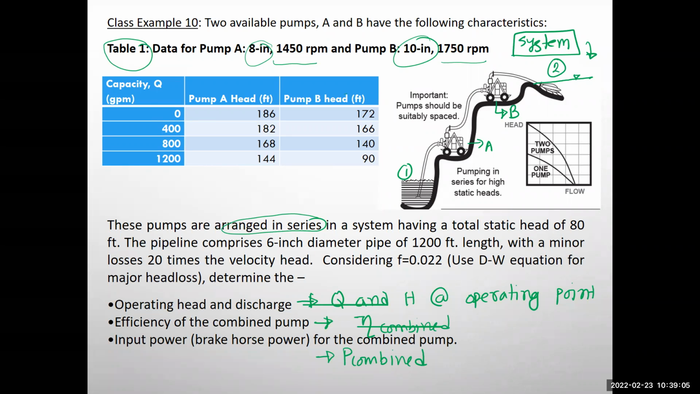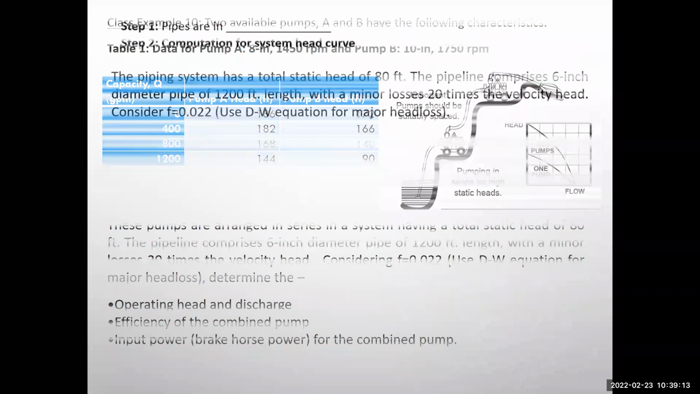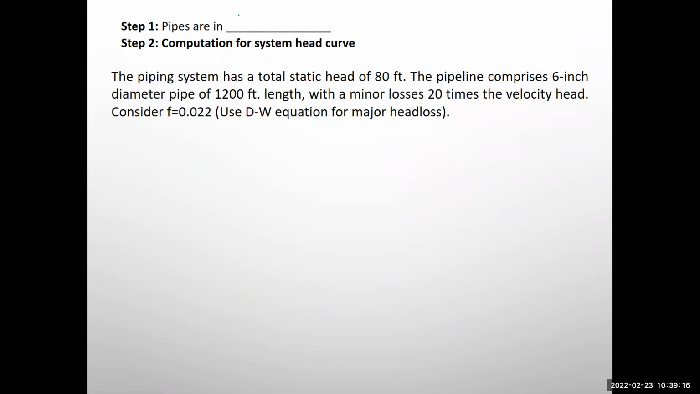We have a few steps, like I tried to break down the total problem into 5 or 6 steps. We will go through each step. So the very first one is how the pipes are connected. That is very important to identify because that will tell you whether the head will be same or the Q will be same. Okay. Now the second one, computation of system head curve. Now computation of system head curve simply means from the system you have, you need to come up with the equation which will express the relation between head and Q.